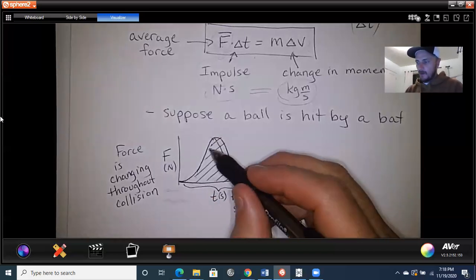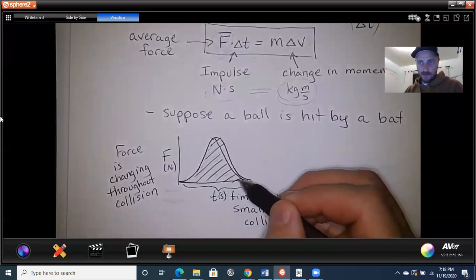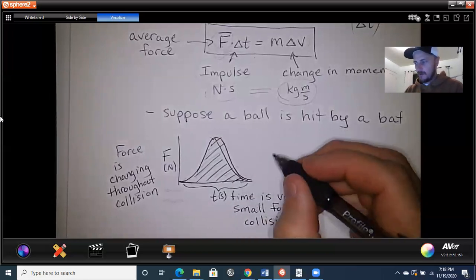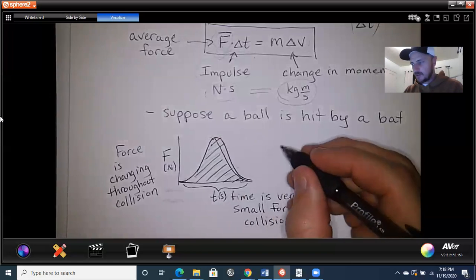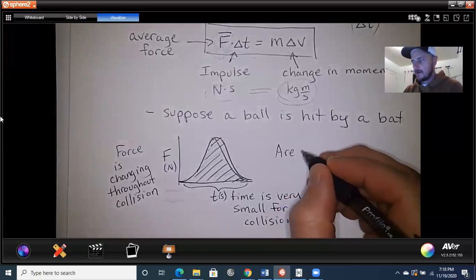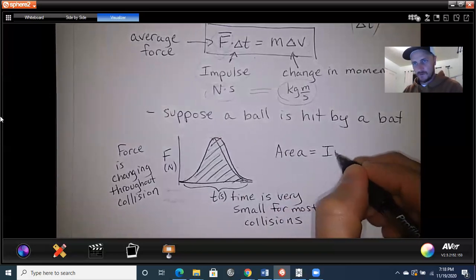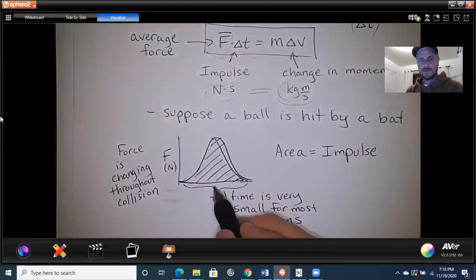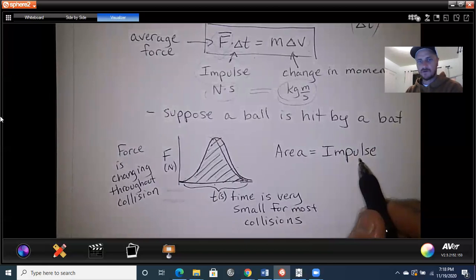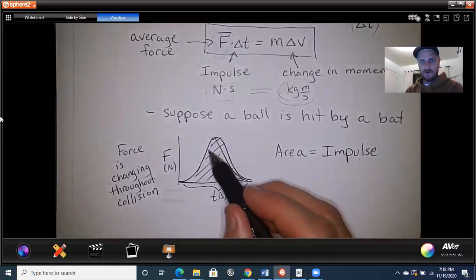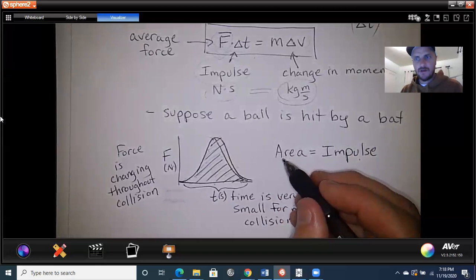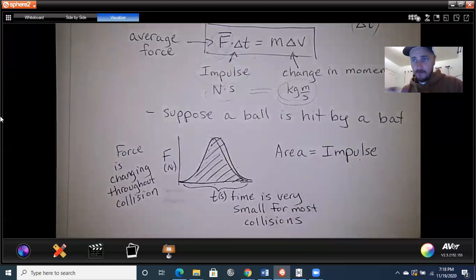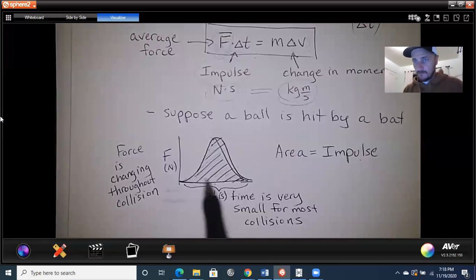Now again, you don't know how to find the area of that. Now why am I talking about area? Because the area that I just shaded in, area equals the impulse. The area of this force versus time graph is the impulse. Think about it. Area is a product. Area is a multiplication. Go back to your first math class. Base times height, base times height.